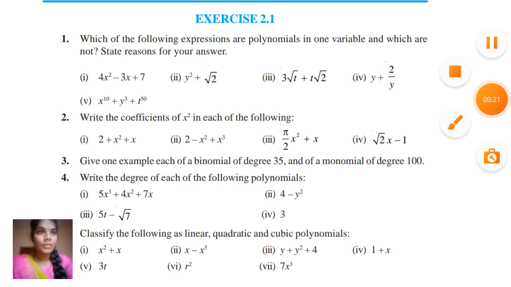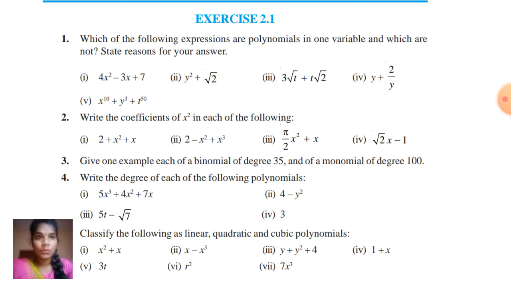So firstly, as you can see here, we have the second main question like this. Write the coefficients of x square in each of the following expressions. The first expression is 2 plus x square plus x. The second is 2 minus x square plus x cube. The third one is pi by 2 x square plus x. And the fourth one is root 2 x minus 1.